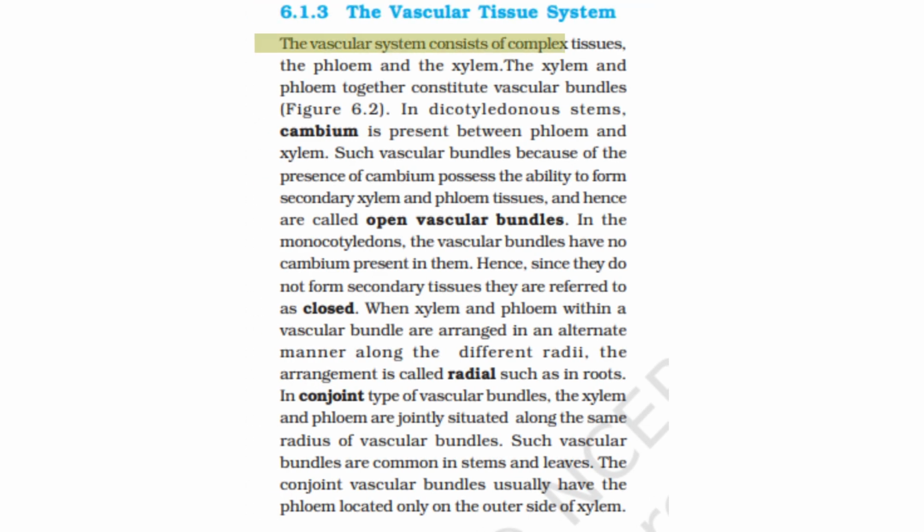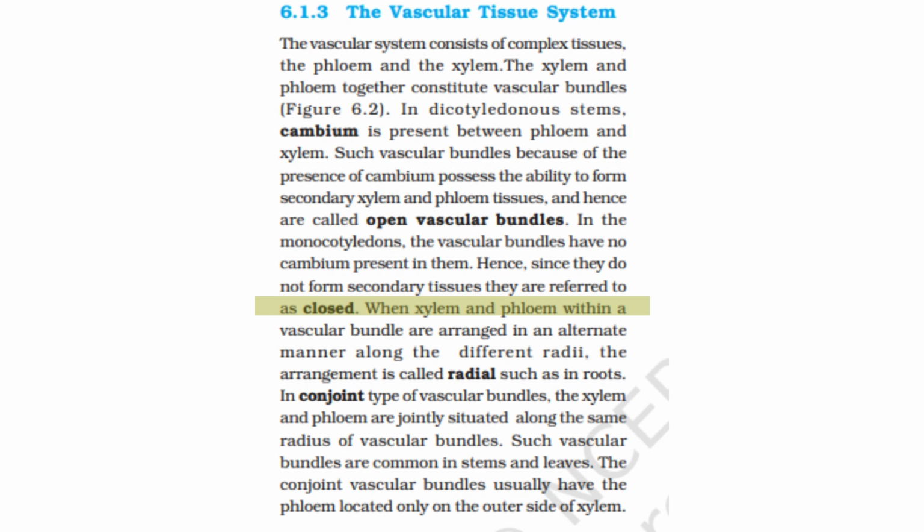The vascular tissue system. The vascular system consists of complex tissues, the phloem and the xylem. The xylem and phloem together constitute vascular bundles. Figure 6.2. In dicotyledonous stems, cambium is present between phloem and xylem. Such vascular bundles, because of the presence of cambium, possess the ability to form secondary xylem and phloem tissues, and hence are called open vascular bundles. In the monocotyledons, the vascular bundles have no cambium present in them. Hence, since they do not form secondary tissues, they are referred to as closed.